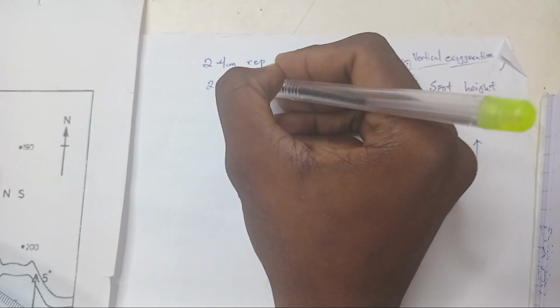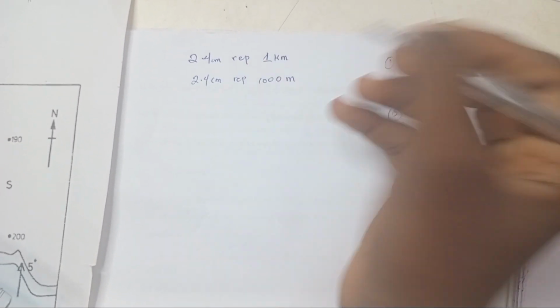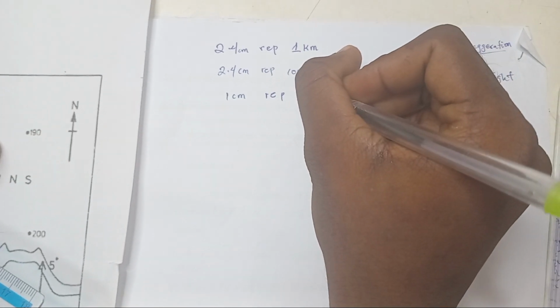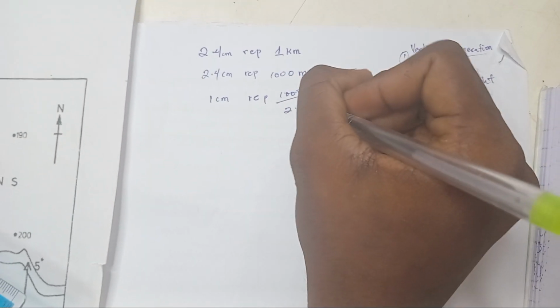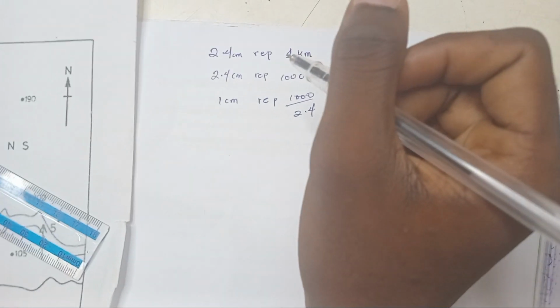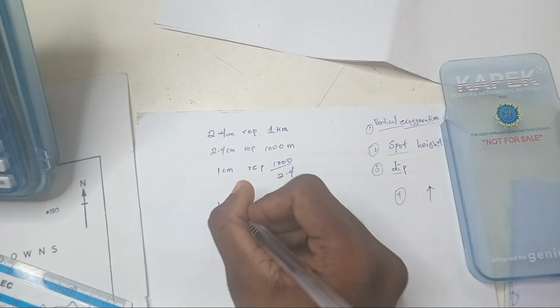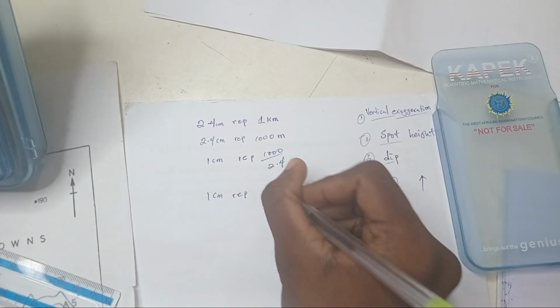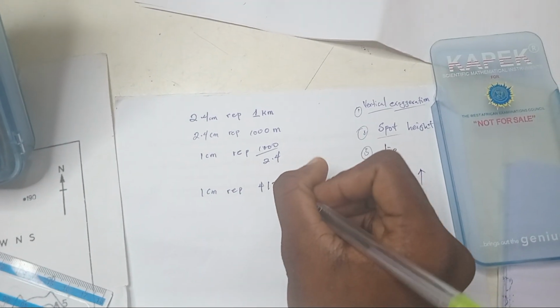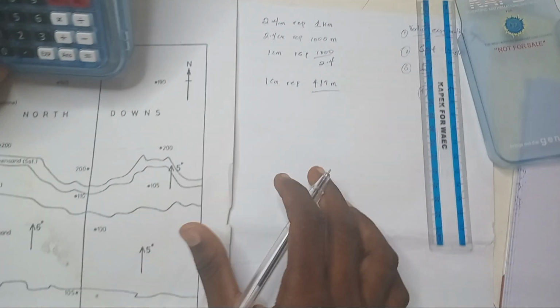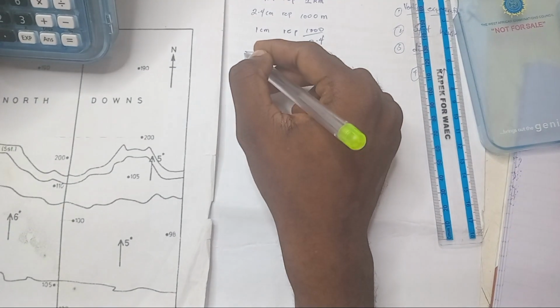2.4 centimeters represents 1,000 meters. Then 1 centimeter will represent 1,000 over 2.4. Take a calculator, press 1,000 divided by 2.4, which is approximately 417 meters. So 1 centimeter represents 417 meters. This is the scale you have to use to draw your cross section.